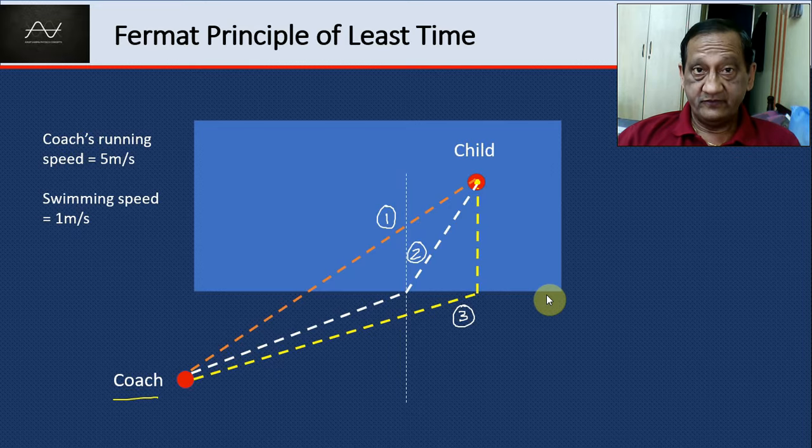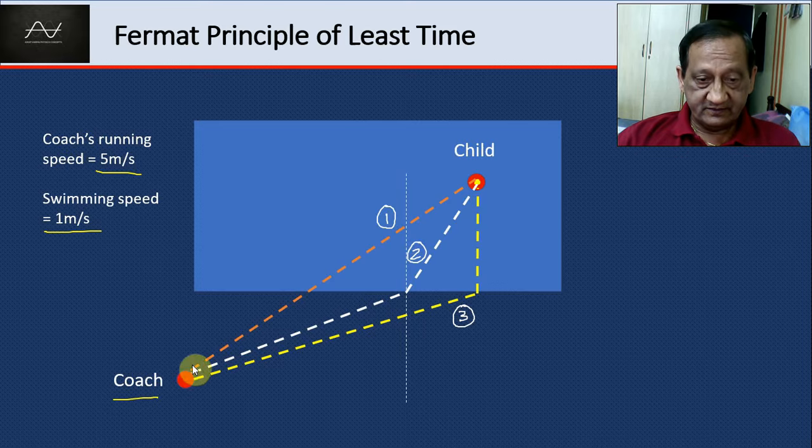But we know that anybody's running speed on land is far higher than his swimming speed in water for anybody. So here I've given this some data. Coach's running speed on land is 5 meters per second, but in water his swimming speed is much lower. For anybody that is true. So now you have to minimize the time.